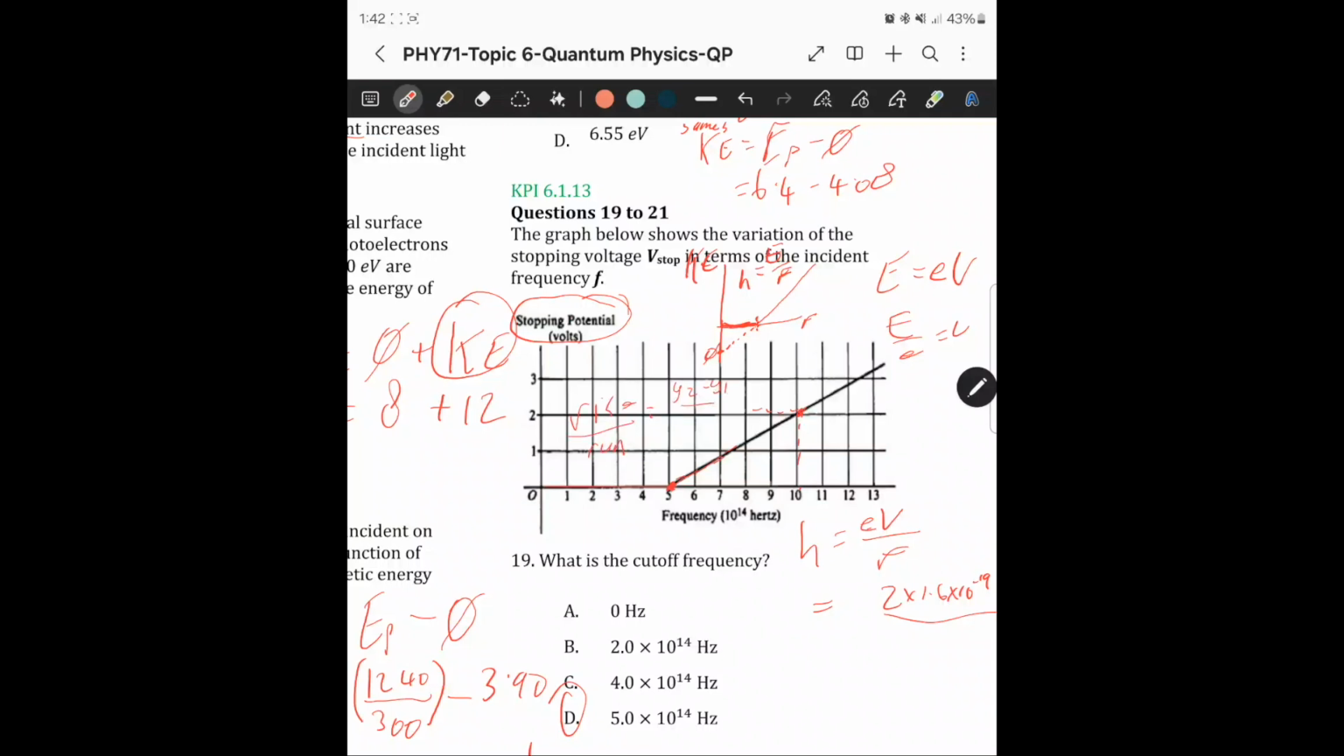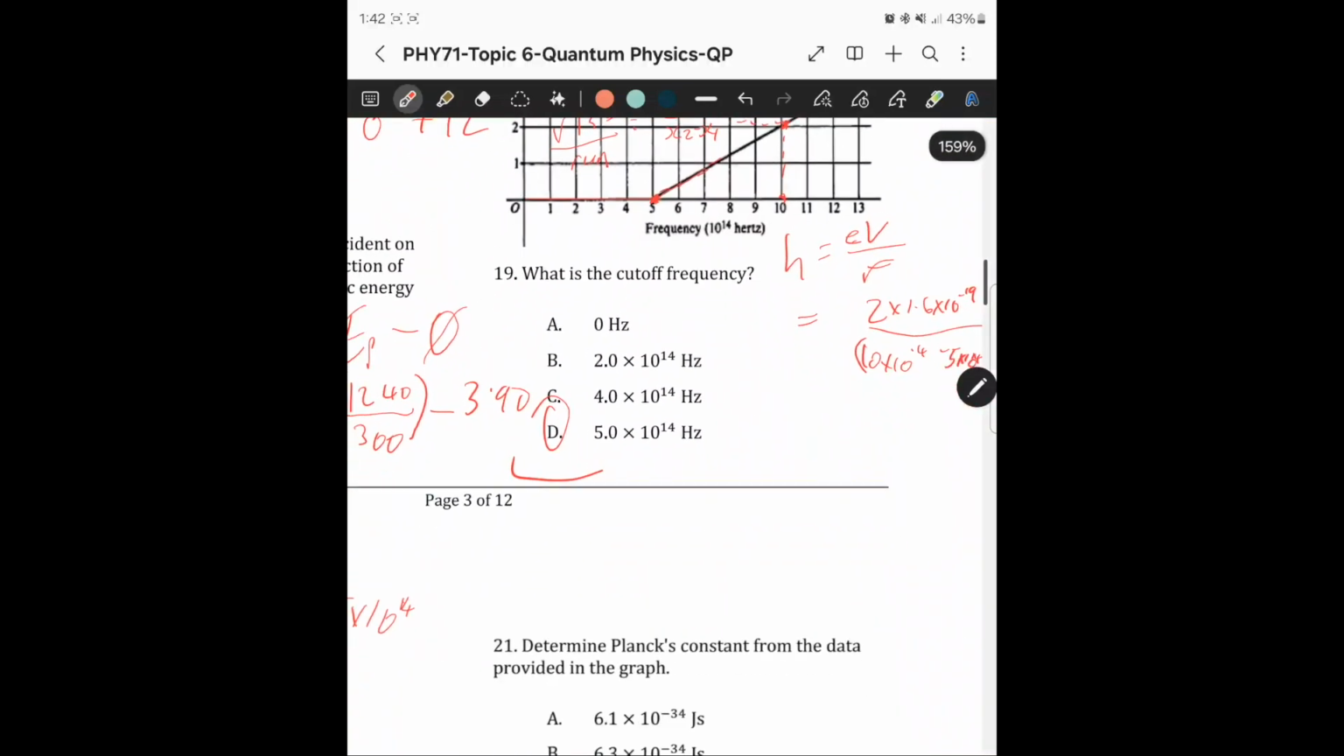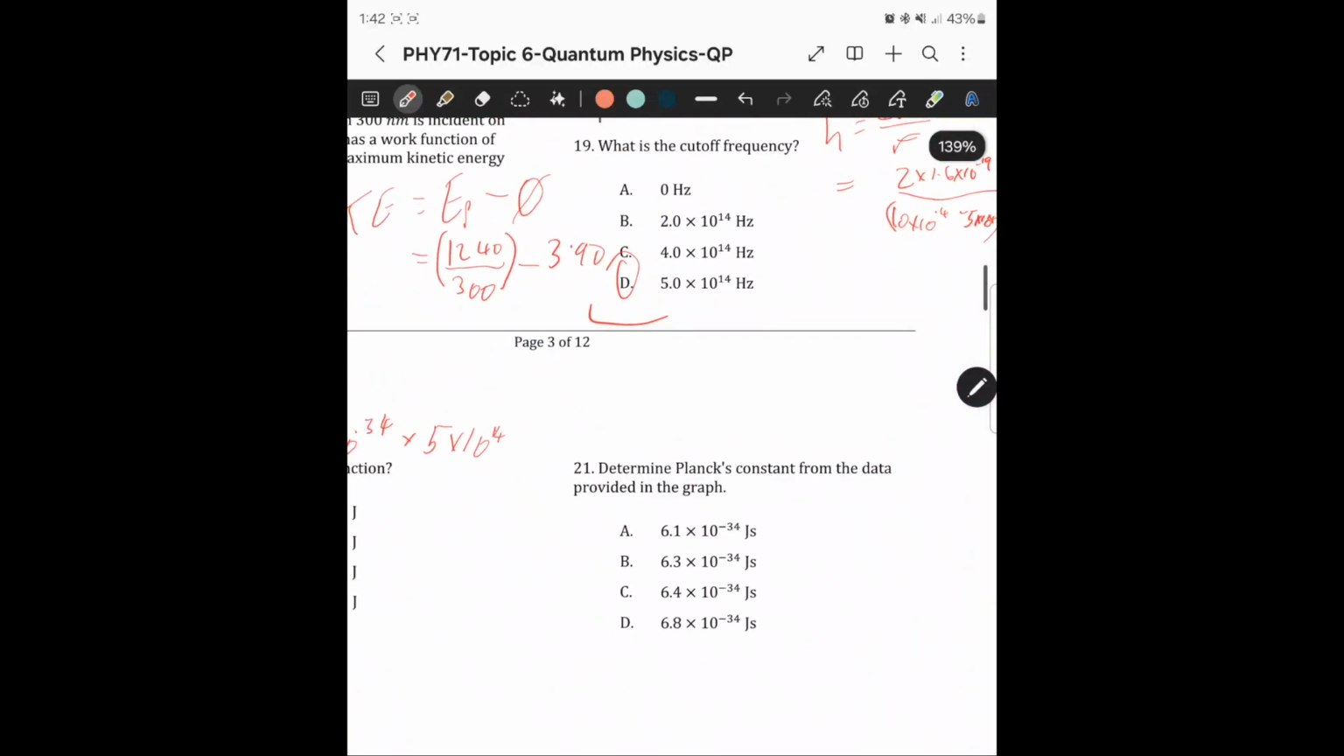y2 minus y1, x2 minus x1. That's rise over run. My y2 minus y1 was just simply 2 minus 0. F is here, x2 and x1, 10 minus 5. So it'll be 10 times 10 to the 14 minus 5 times 10 to the 14. I'm just writing the whole thing out. Put that in a bracket, why not? Solving that, you will directly get the value for H, which in this case ends up being something like this. 6.4 times 10 to the minus 34. You can go ahead and check that.